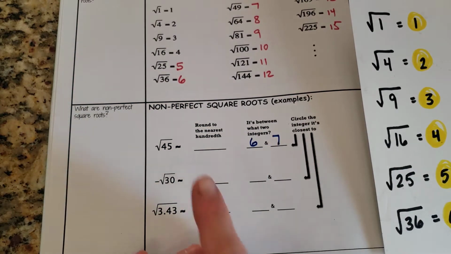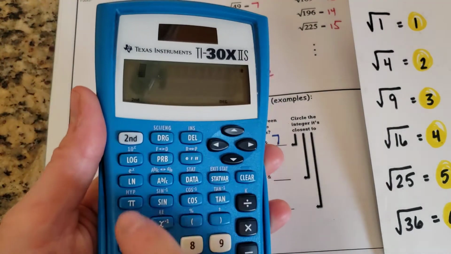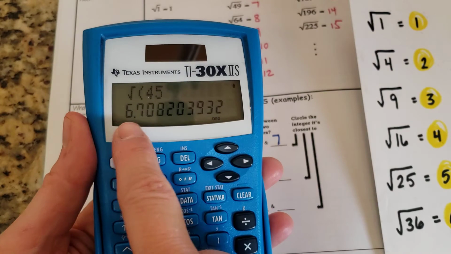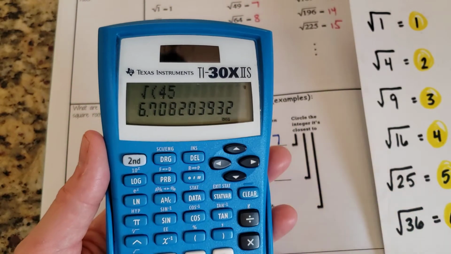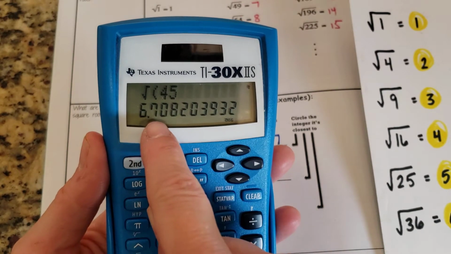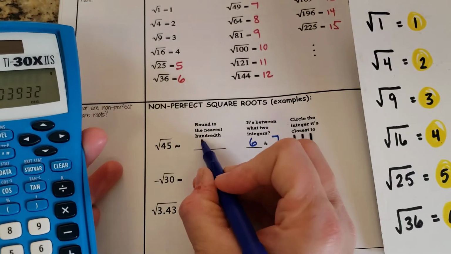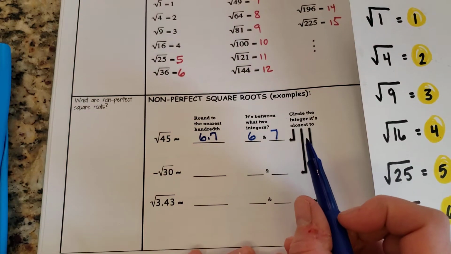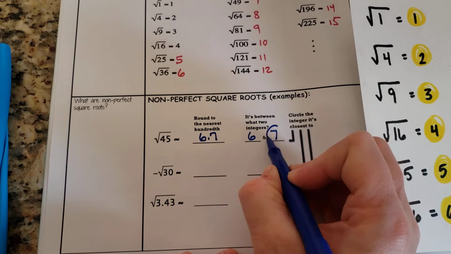Well, let's use our calculator to round to the nearest hundredth. Because the square root of 45 is not a perfect square root, it's going to have a decimal that goes on forever and ever past the calculator screen even. Forever, just like pi. Okay, so we're going to round to the nearest tenth. So one decimal place, 7. Taking a look at the next number, it's not going to bump it up, just 6.7. All right, now let's circle the integer that it's closest to. 6.7, would that be closer to 6 or 7? Yeah, you've got it, closer to 7.